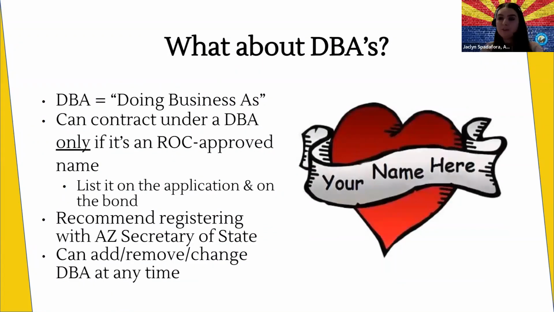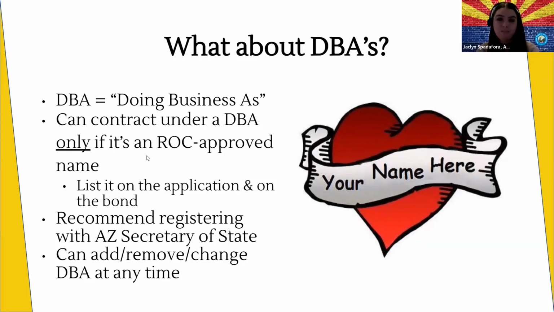So we do offer the ability to add a DBA to your license. And what a DBA is, is a doing business as name. So it allows you to have another name to advertise for your license, but it does need to be an ROC approved DBA. And what that means is you don't need to send us an email to ask if that name is going to be okay with us. Instead, you're just going to want to make sure that that DBA doesn't mislead the public.